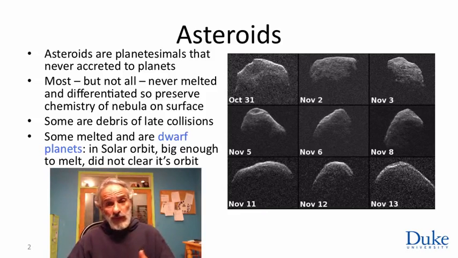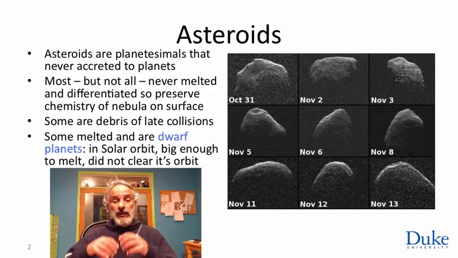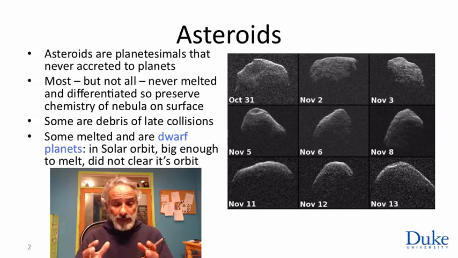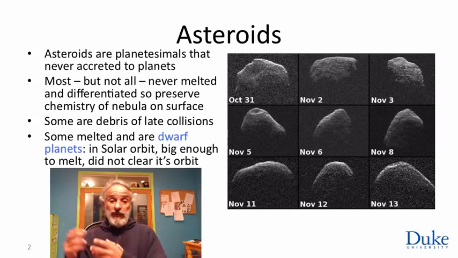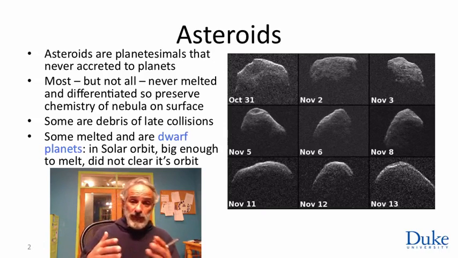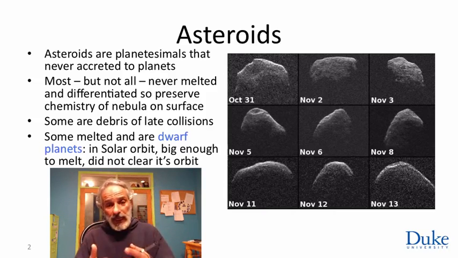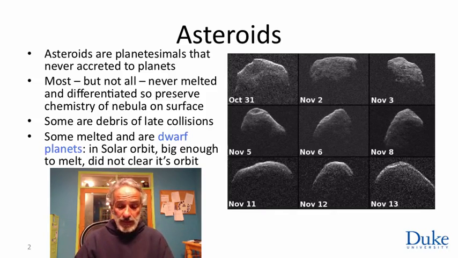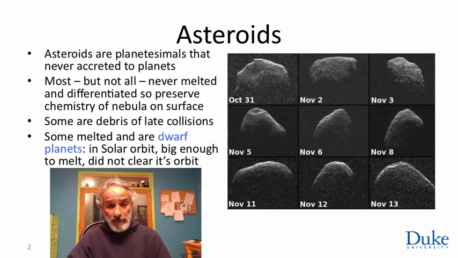A dwarf planet, for the record, is something that is in solar orbit, was big enough to melt and be an ellipsoid in hydrostatic equilibrium, but is not big enough to have cleared its orbit of everything else. This is the definition that caused poor Pluto to be demoted from actual planet to dwarf planet. The asteroid Ceres, as we'll see, is a dwarf planet.